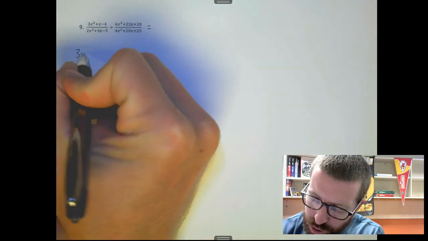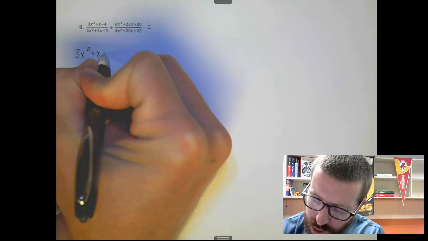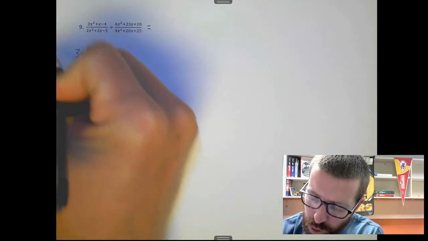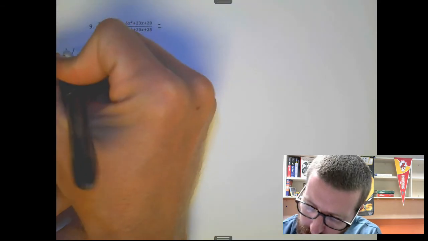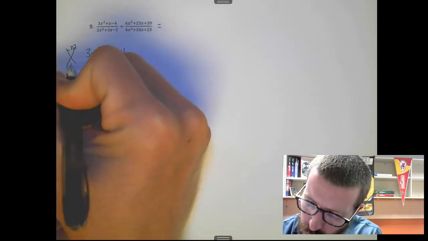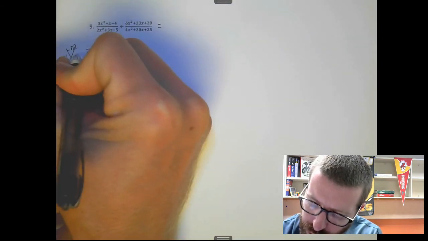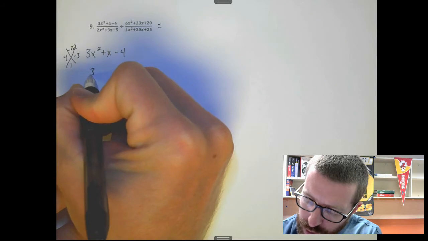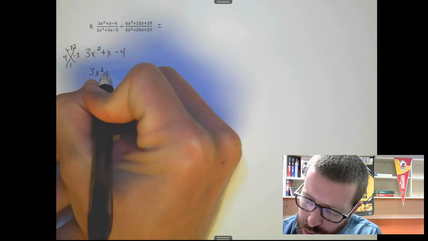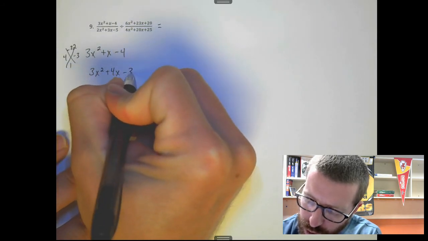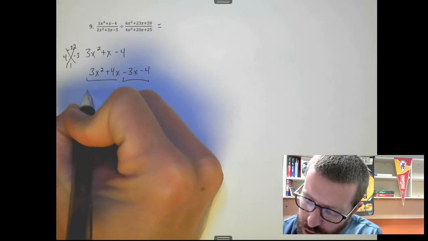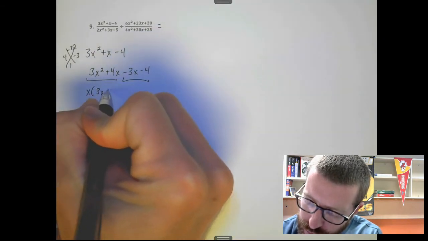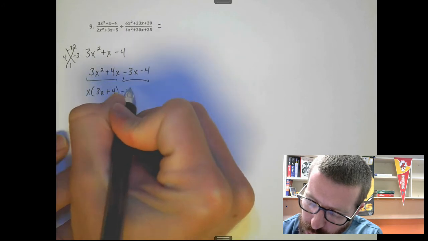And so I have 3x squared plus x minus 4. And I need two numbers that multiply to negative 12 and add to 1. And that's 4 and negative 3. So that'd be 3x squared plus 4x minus 3x minus 4. And we can just take out an x and a minus 1.